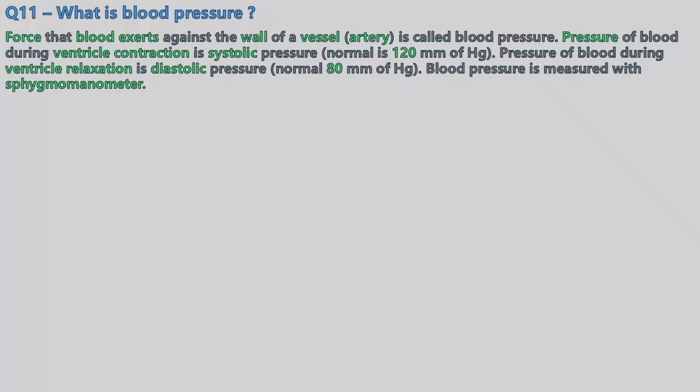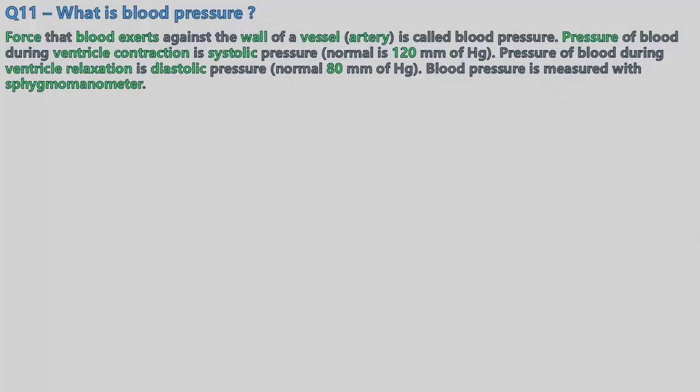The pressure of the blood during ventricle relaxation. See, the left ventricle contracts and expands when the heart is pumping blood, right? When it contracts, the pressure is high because the blood has to be pushed to various cells in the body. When it relaxes, the pressure is not so much. That is called diastolic pressure. Okay, it is 80 millimeter of mercury, 80 mm of Hg.